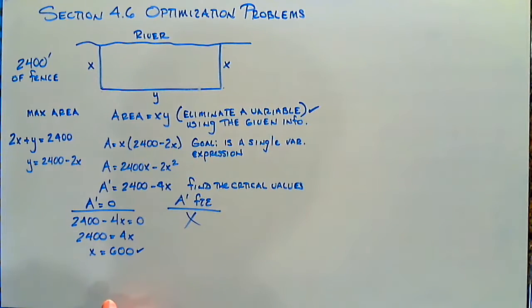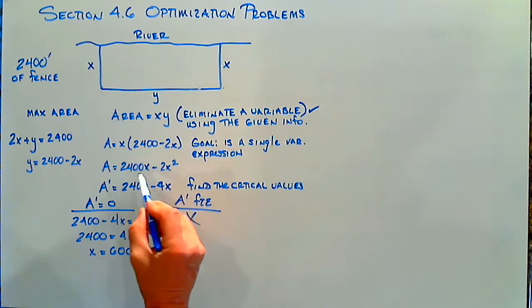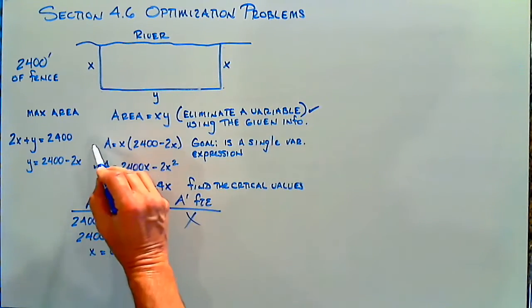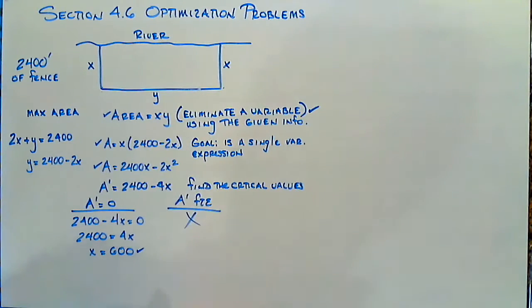What are we going to do, right? We're going to say, well, what is the area I get if x is 600? We have a formula here for the area. We even have a formula up here for the area. Because if x is 600, we know that y is equal to 2400 minus 2x, right? So what do we get there? We get 2400 minus 2 times 600, or we get y equals 1200.